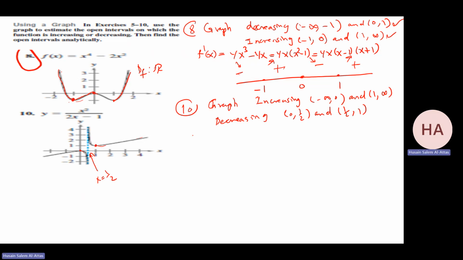Now analytically, okay. What's the domain of the function? Very clear, the domain of f is all real numbers except half.